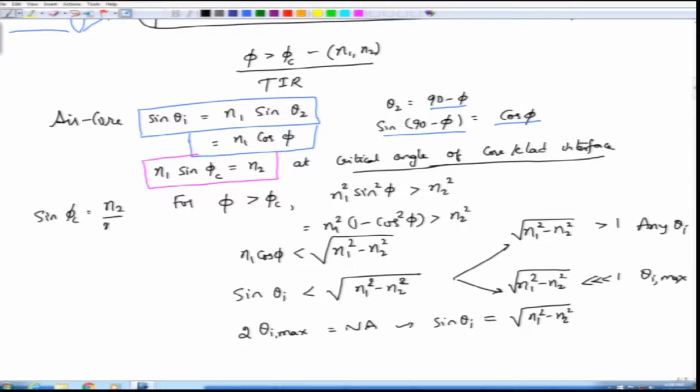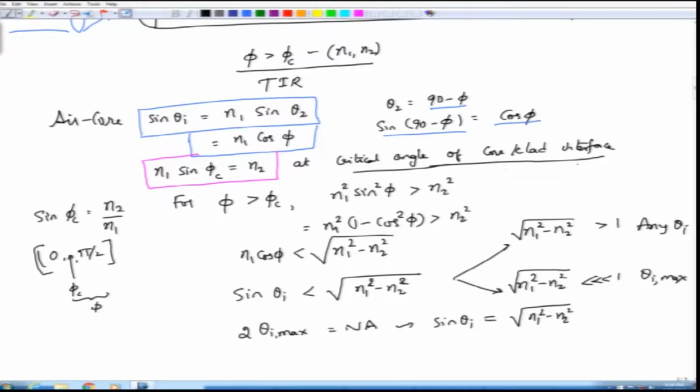Remember, n2 is less than n1, and therefore the critical angle is any value in the first quadrant between 0 and pi by 2. So, let us say this is the critical angle, and we hope and expect that all angles of incidence phi which lie between phi c and pi by 2 will be guided by the fiber. Okay. So, n1 sin phi c equals n2 will happen at the critical angle for the core cladding interface.